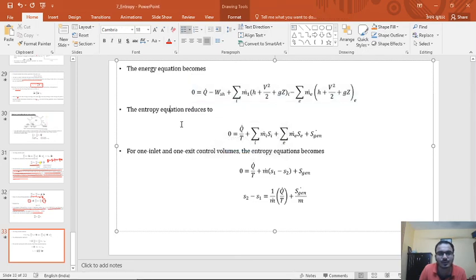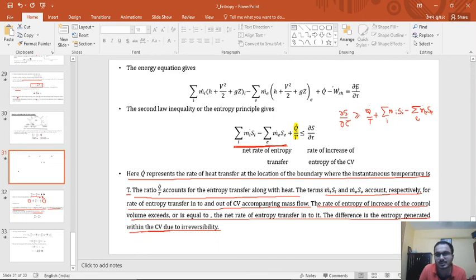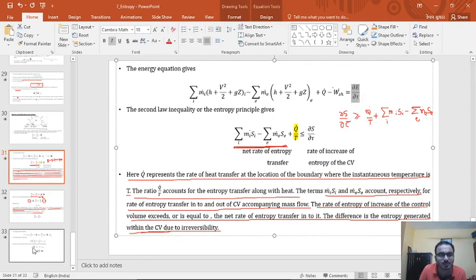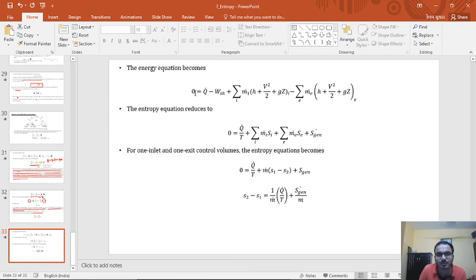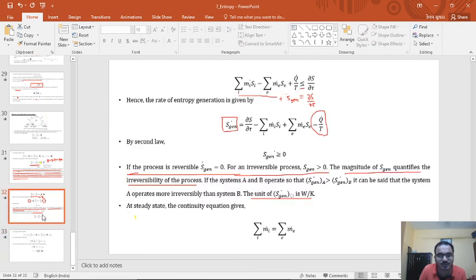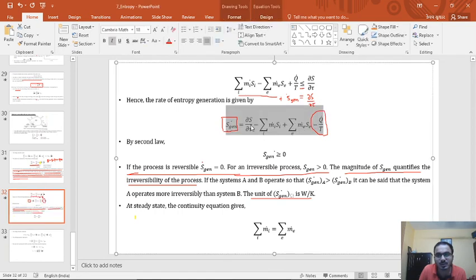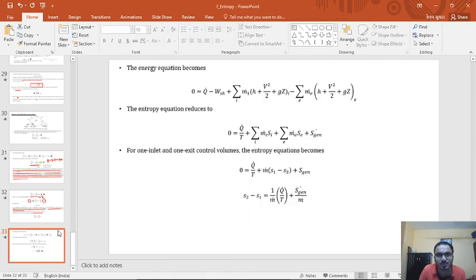If you see why we have put 0 over here, it is because at steady state this term del E upon del tau will be 0. That's why here we have put 0 and the remaining terms are as they are. Now for the entropy generation equation, here del S upon del tau will be 0. That's why this term becomes 0 and the remaining terms will be as they are.